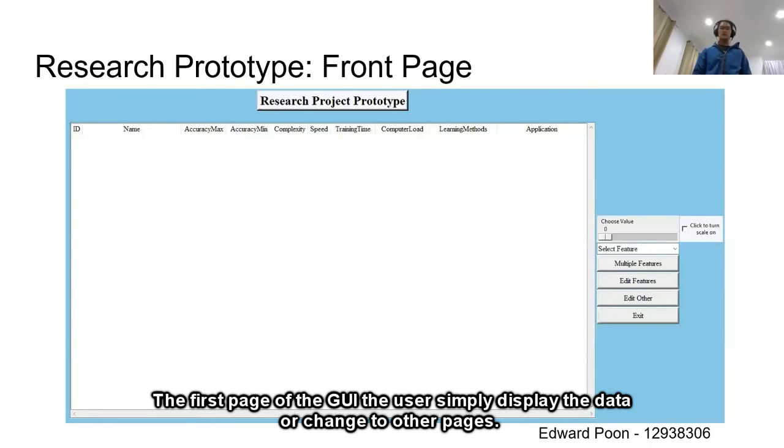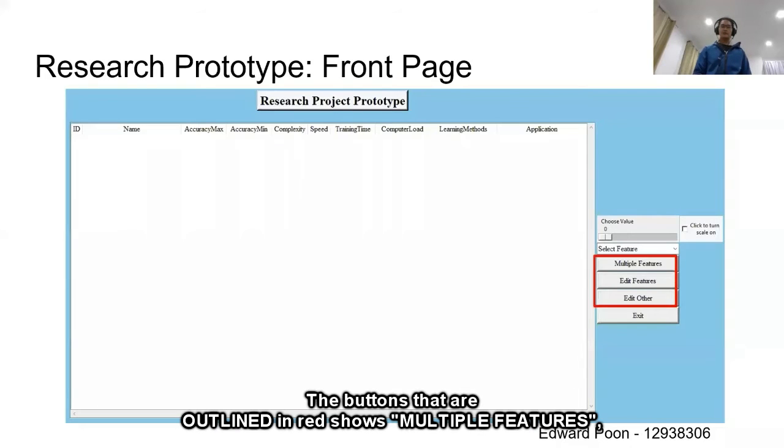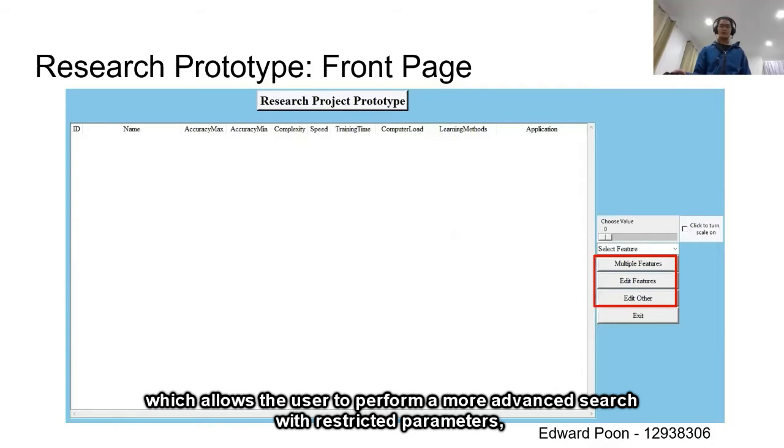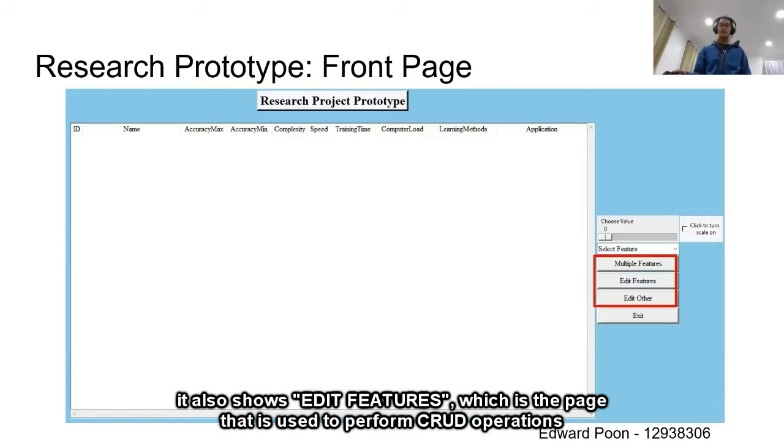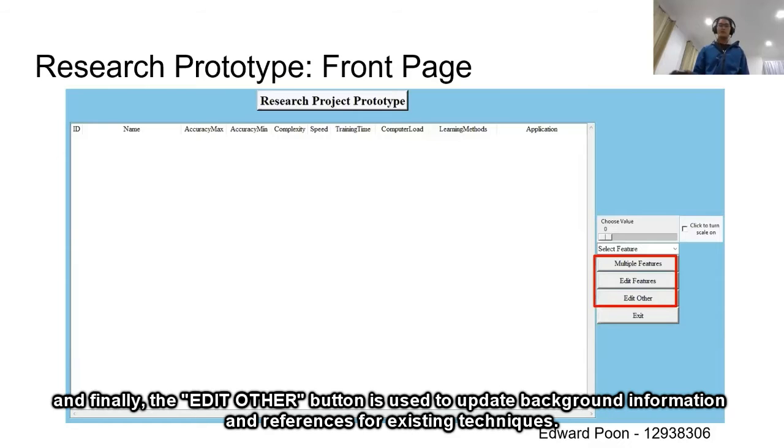The first page of the GUI lets the user simply display the data or change to other pages. The buttons that are outlined in red show multiple features, which allows the user to perform a more advanced search with restricted parameters. It also shows edit features, which is the page that is used to perform CRUD operations. And finally, edit other button is used to update background information and references for existing techniques.